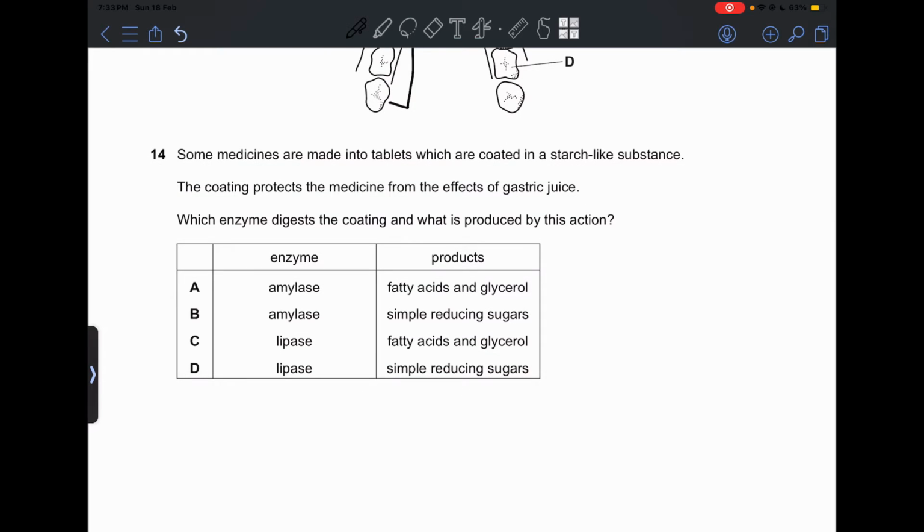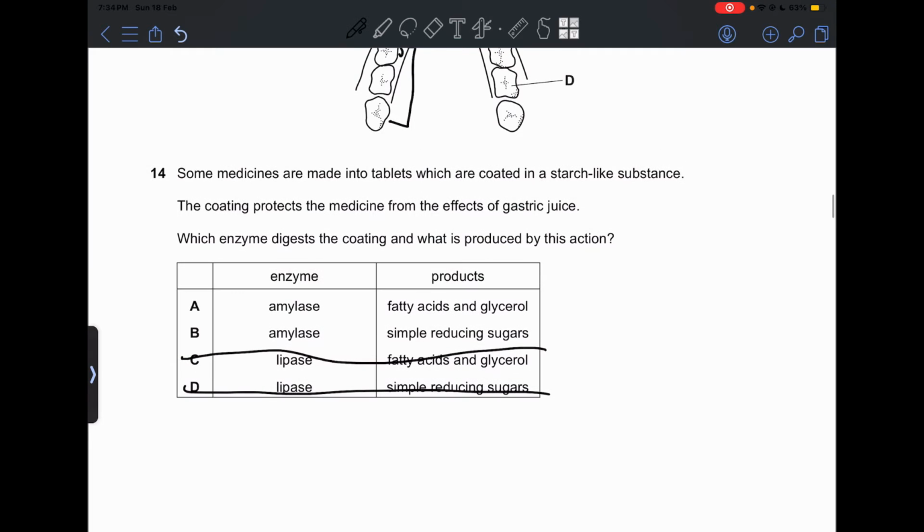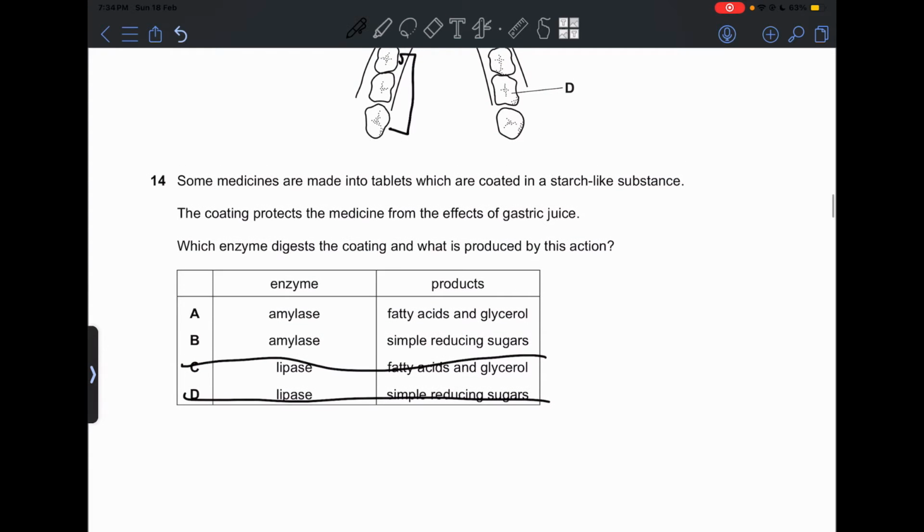14. Some medicines are made into tablets which are coated in a starch-like substance. The coating protects the medicine from the effects of gastric juice. Which enzyme digests the coating and what is produced by this action? So we know that if there is starch, then you need to break it down using amylase, not lipase, because lipase is for lipids. So C and D are incorrect. Now the products of amylase are simple reducing sugars, not fatty acids. So our answer is going to be B.